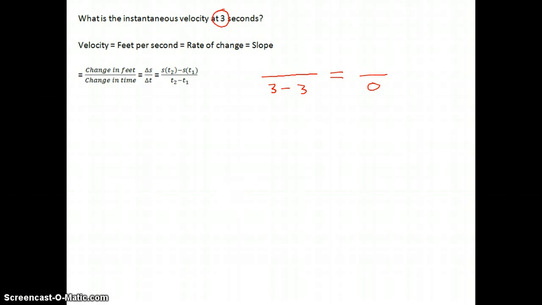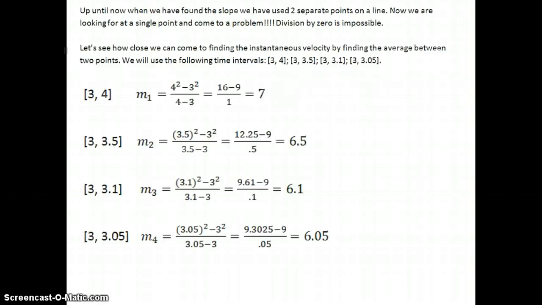And that's why this derivative definition exists, because we're trying to figure out the instantaneous rate of change at a single point. So up until now, when we have found the slope, we have used 2 separate points on a line. We figured out the average between the 2 points. Now we're looking for a single point. We come to a problem. Division by 0 is impossible.